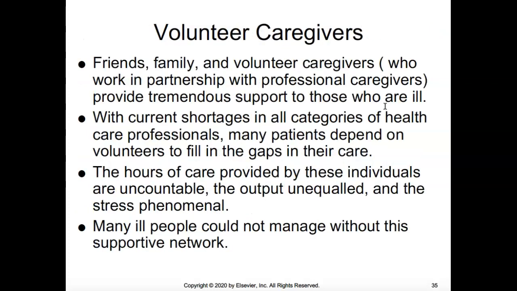Here is a huge part of our healthcare system, the volunteer caregivers, and sometimes this is just family and friends who volunteer to help either people in their community or relatives. And again, this is a tremendous support for our healthcare system, and it would collapse without all of these volunteers. And with current shortages in all the categories in healthcare, and this is why it's such a good field to go into, many patients depend on these volunteers to help them.